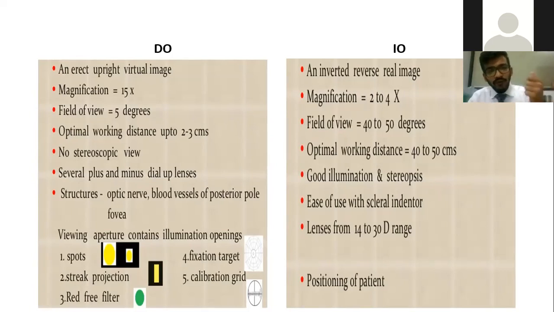With the DO, you have to go very close. It has to be exactly near the cornea. In the IO, the optimal working distance is 1 arm length of the examiner. You have to find out where your working distance is. So generally what we do is you head mount the IO, you take the lens, and with a small flexion at the elbow, you keep the lens in front of the patient's eye. Then instead of moving the head, you try to move the 20D a little ahead and behind, and you'll get the best working distance for you.